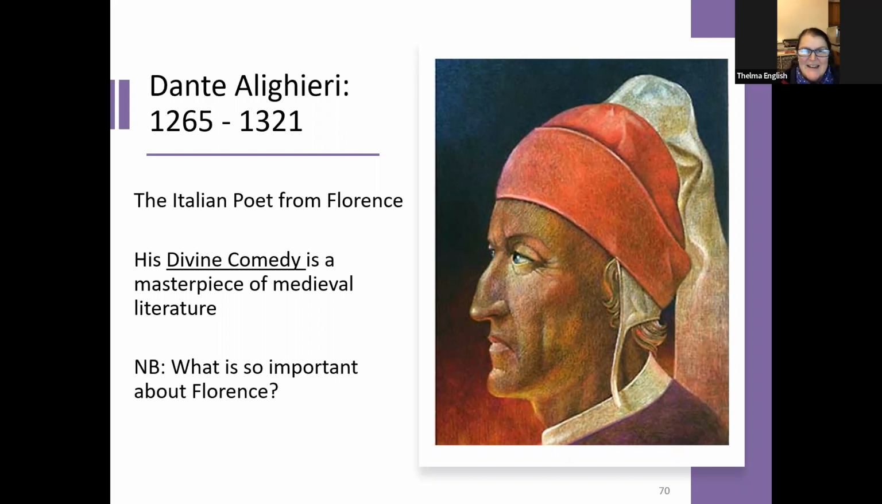So Dante Alighieri is an Italian poet from Florence. His Divine Comedy is a masterpiece of medieval literature. Now think about it. What's so important about Florence? Remember, when we talk about the Renaissance and the Reformation, we talk about the Reformation taking place in the North, primarily Germany and Switzerland, and France, and we talk about Southern Europe being the hotbed for the Renaissance, specifically Italy, specifically the city of, yes, Florence. So he's from Florence.